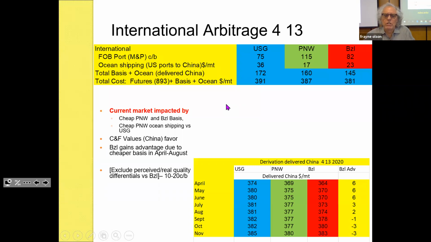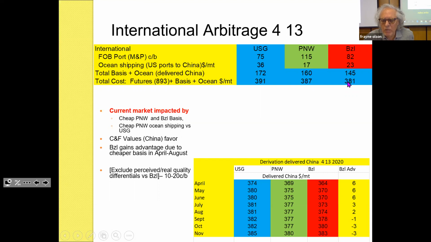So look at this calculation here. This is, I call it international arbitrage. This is the price delivered China as of yesterday. From the US Gulf, this would be the basis value. And then this is ocean shipping costs in dollars per metric ton. This is the total price delivered in basis value terms to China. This would be their flat price level. Here's the same calculation for PNW in Brazil. So yesterday, for spot market, we're out of the market by about $4 or $5 a ton.